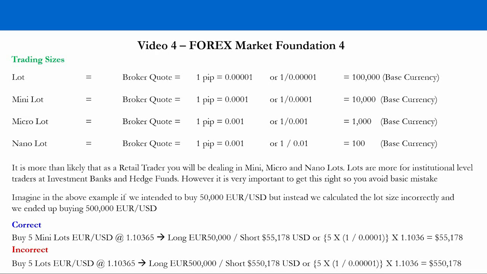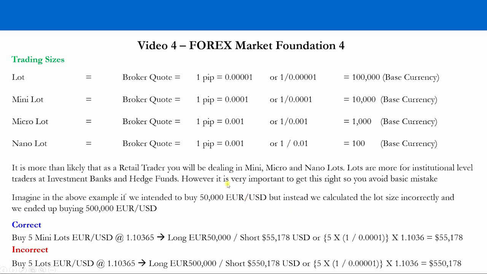Lots are in the size of 100,000 base currency, and instead of, for example, buying 10 mini lots with the intention of taking 100,000 exposure, you could end up buying the equivalent of 10 lots, so 100,000 exposure. So let's have a look at an example.